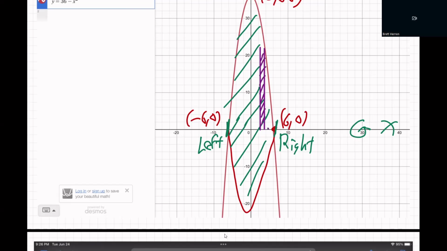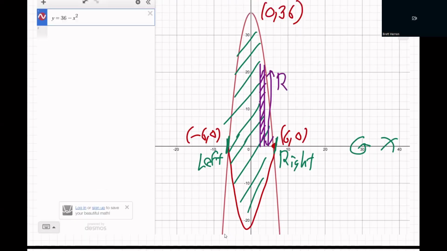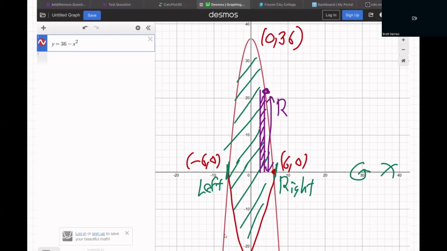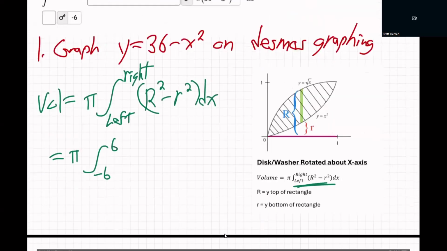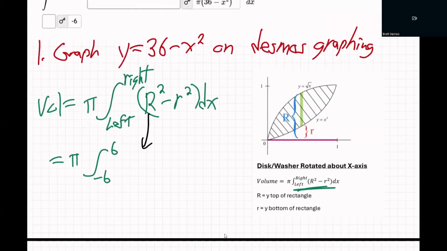So our R then is all the way up there, our capital R, which is what? That's the Y value up to the function. What is this function? This is the function Y is 36 minus x squared. Whenever you go from the axis up to a point on the graph, that's the Y value, which is 36 minus x squared. So the capital R is 36 minus x squared, squared.